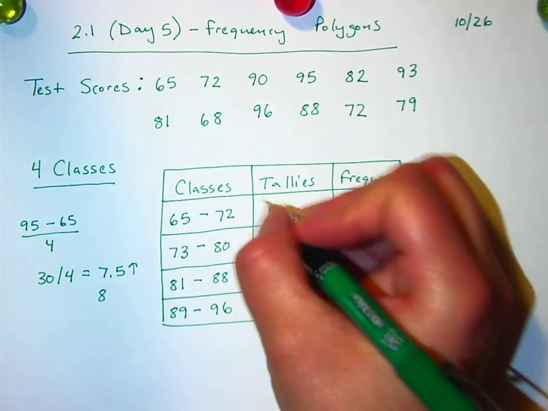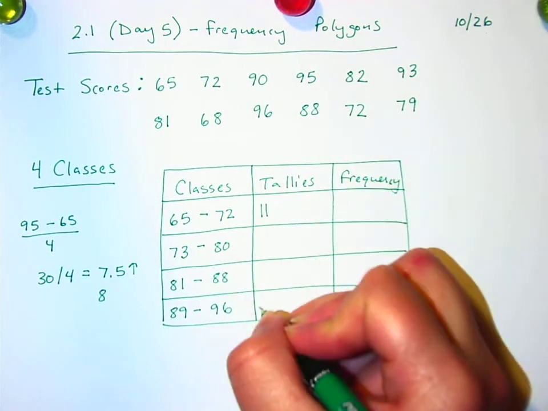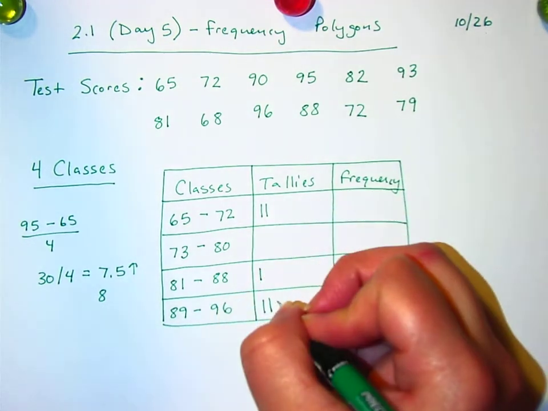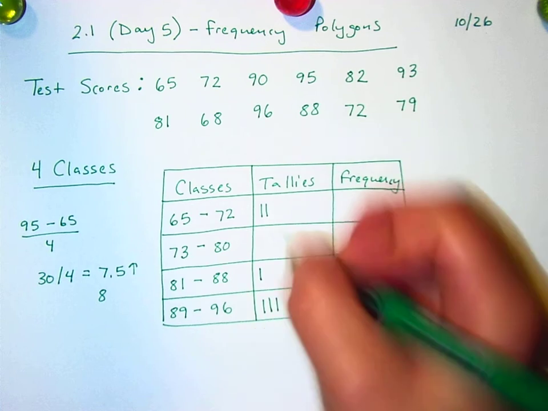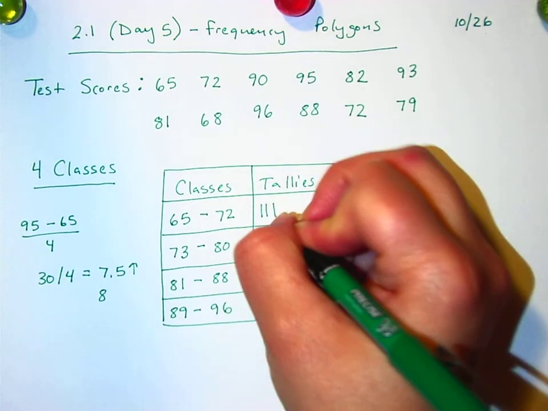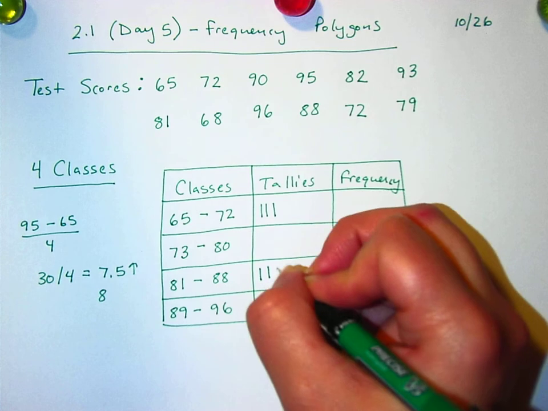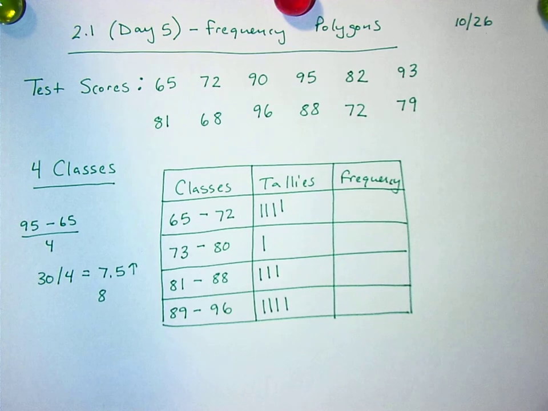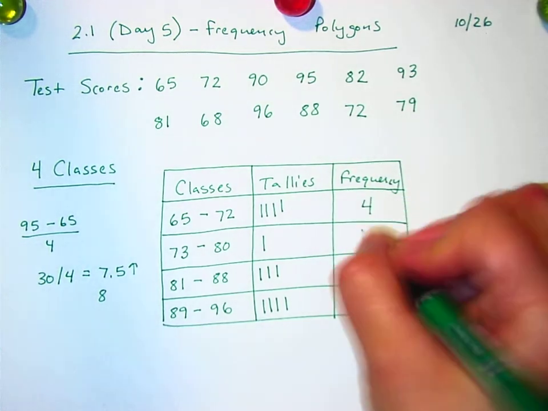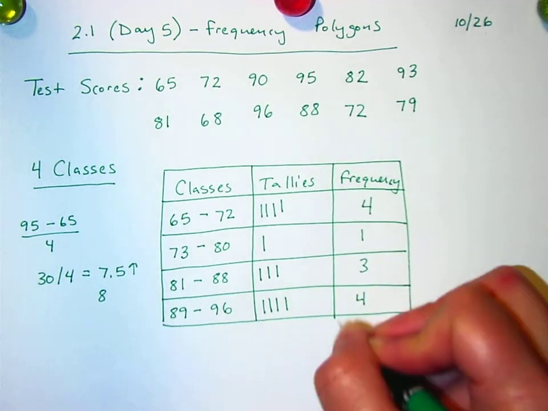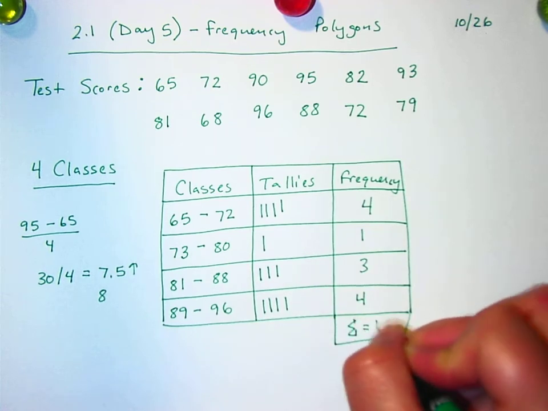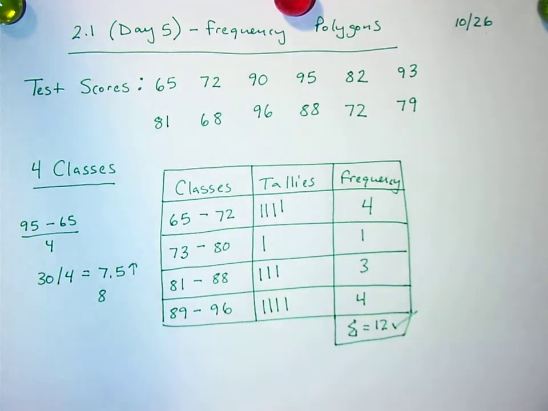All right, so if I start doing my tallies, let's see, 1, 2, 3, 4, 5, 6, 7, 8, 9, 10, 11, 12. Hopefully I did that right. So here's 4, 1, 3, 4, and that adds up to, my summation is 12, which is how many data points I have. So we're good there. All right, let's see if I got it right.